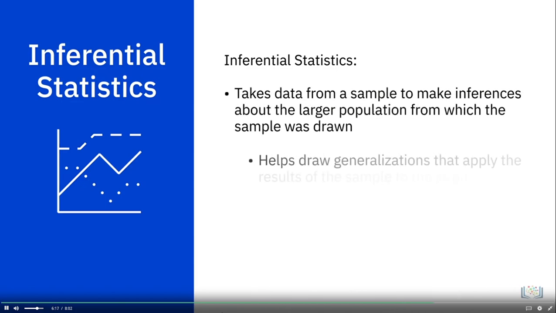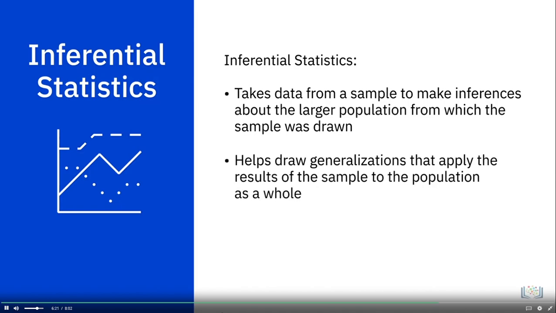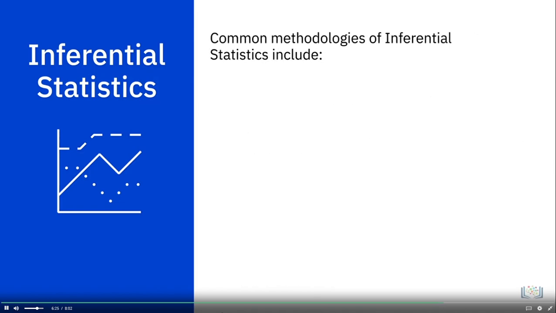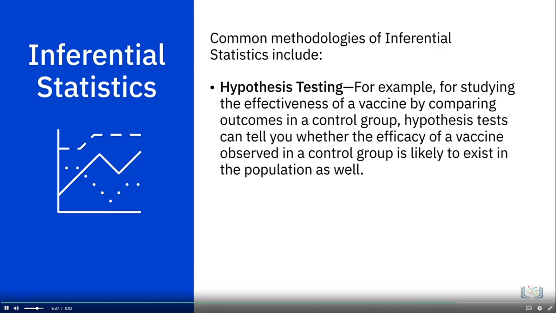Using methods of inferential statistics, you can draw generalizations that apply the results of the sample to the population as a whole. Some common methodologies of inferential statistics include hypothesis testing, confidence intervals, and regression analysis. Hypothesis testing, for example, can be used for studying the effectiveness of a vaccine by comparing outcomes in a control group. Hypothesis tests can tell you whether the efficacy of a vaccine observed in a control group is likely to exist in the population as well.